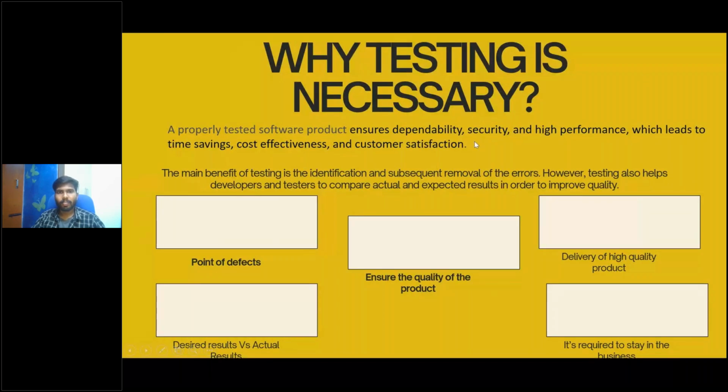These are various points we discussed already, but I'll reiterate them. To identify the defects, testing is necessary, and to ensure the quality of the product. To increase the quality, it's needed. So delivery of high quality products, more or less these are the same tips. It's required to stay in business, and to compare desired results versus actual results. These are the various things we'll be considering while testing an application.